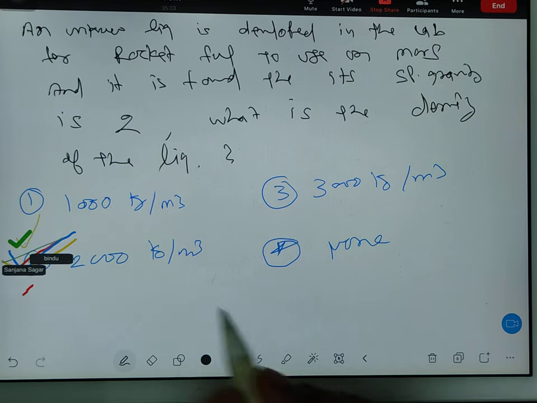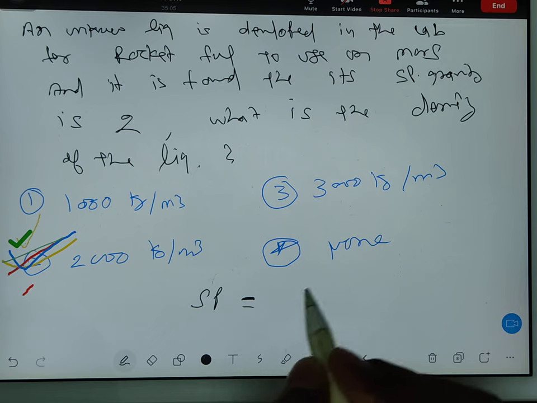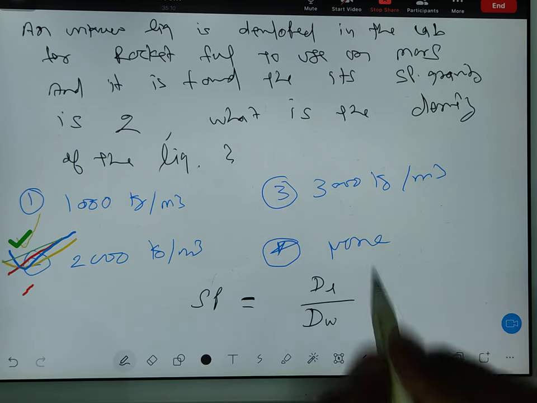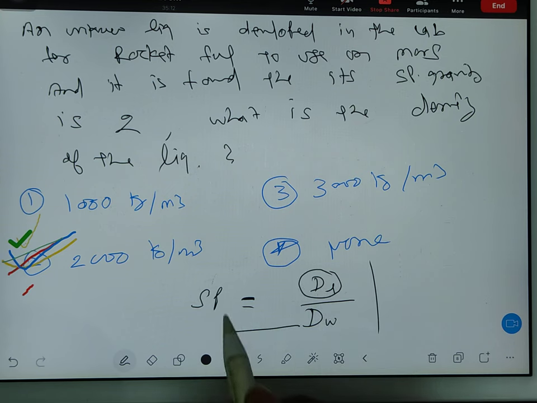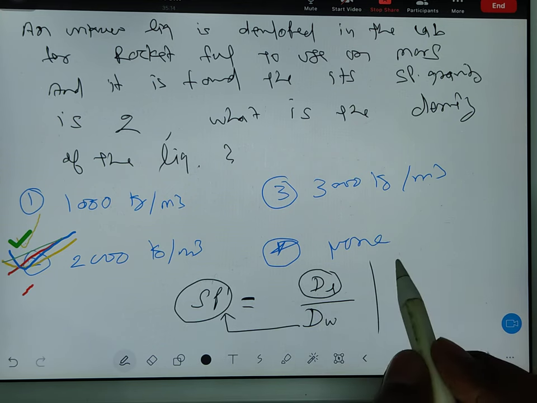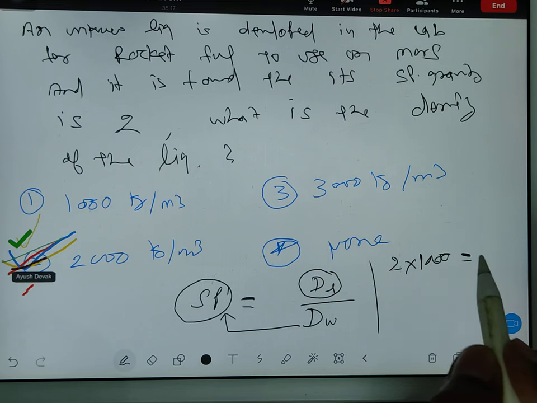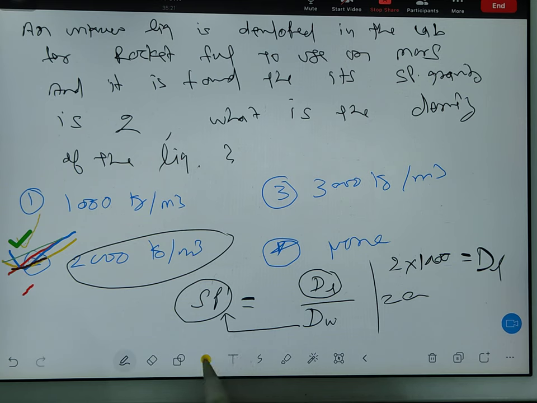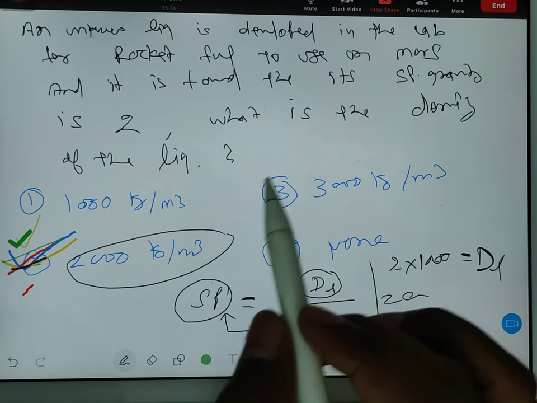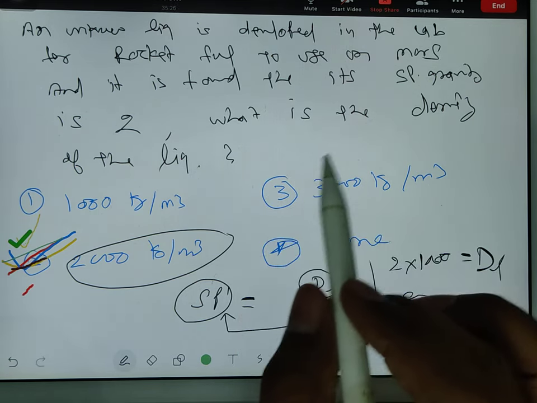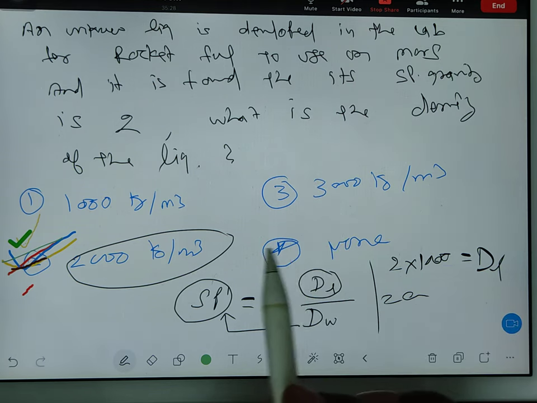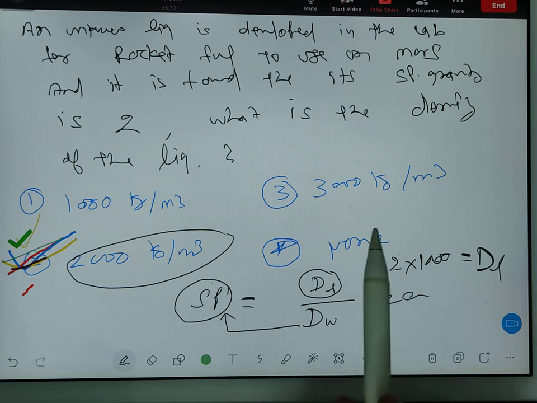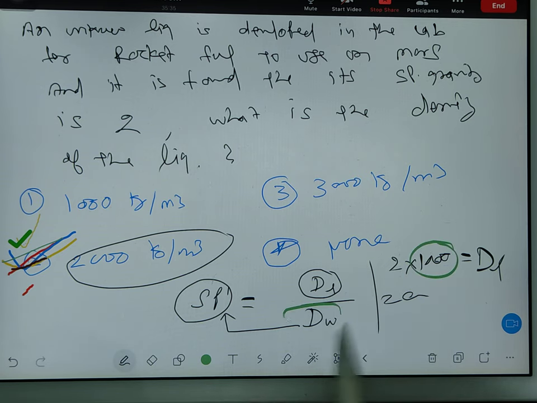Everyone is getting the correct answer, because we know that specific gravity is equal to density of liquid divided by density of water. So from here, to calculate density of liquid, we multiply: specific gravity 2 into 1000 is equal to density of liquid, so 2000. So this is the right answer. Even if they are not discussing it, you also have to take the standard value of water. So I have taken 1000 as the standard value of water here for the multiplication.